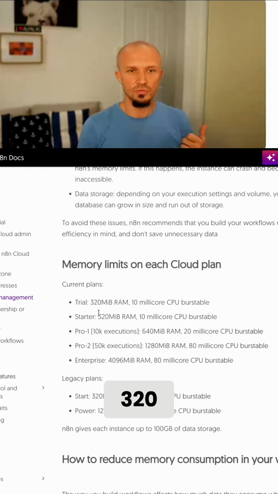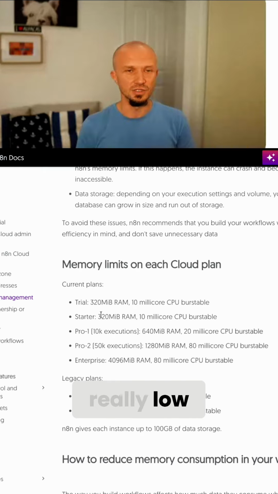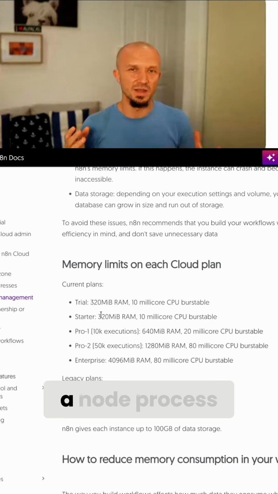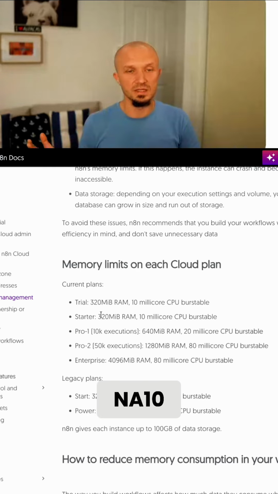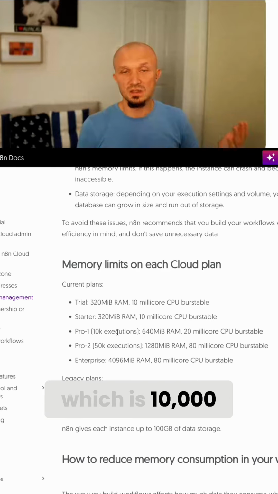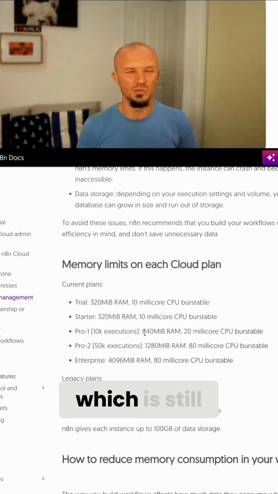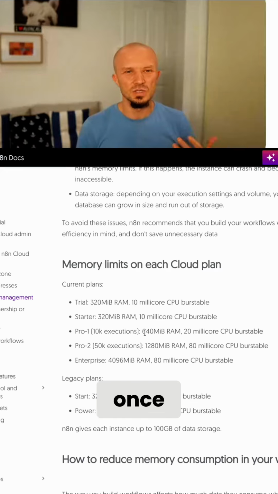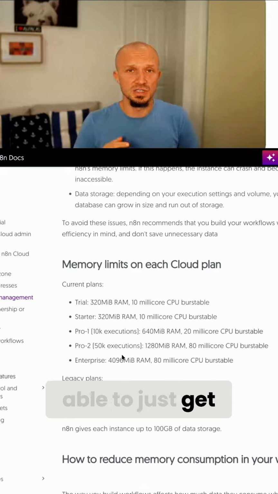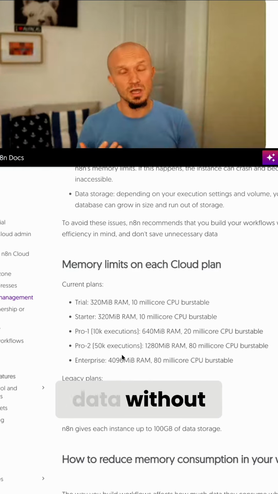They give you 320 megabytes per instance on a starter plan. Like, this is really, really low, especially for the amount of memory something like a node process needs, and something like an N8N application. Then if you upgrade to Pro 1, which is 10,000 executions, you get 640 megabytes of RAM, which is still pretty low. And it's only once you get to Enterprise, where you get 4 gigabytes of RAM, that you might actually be able to just get away with processing a lot of data without running into memory issues.